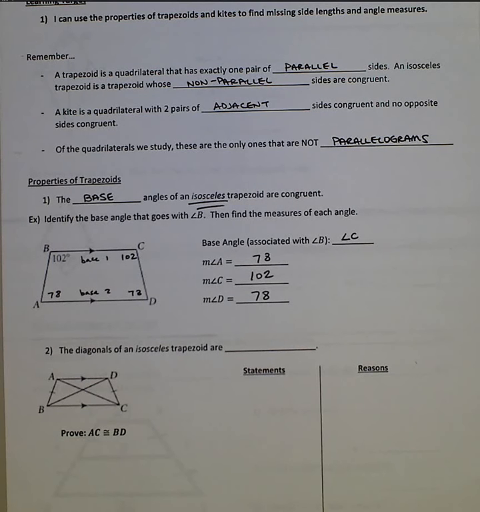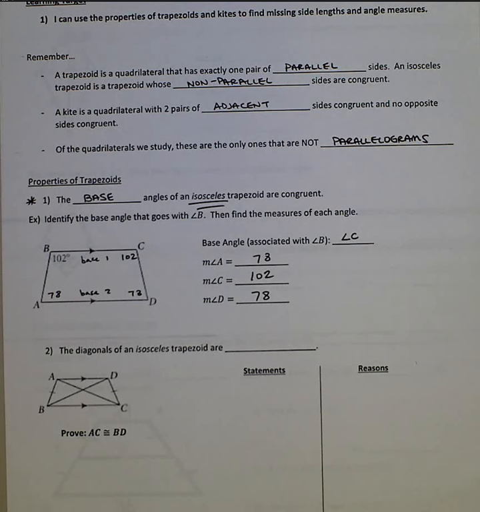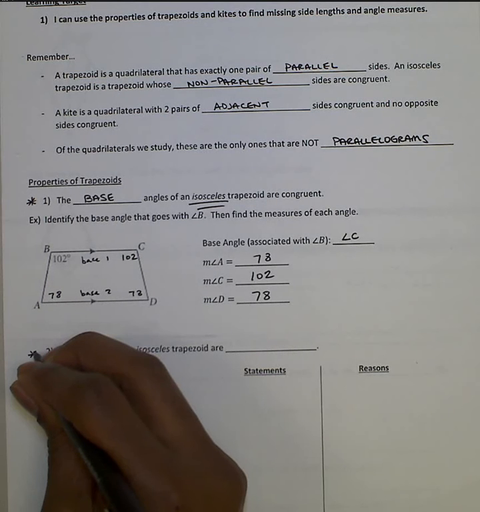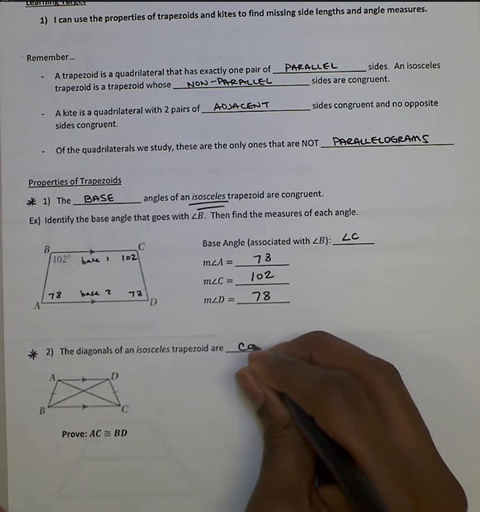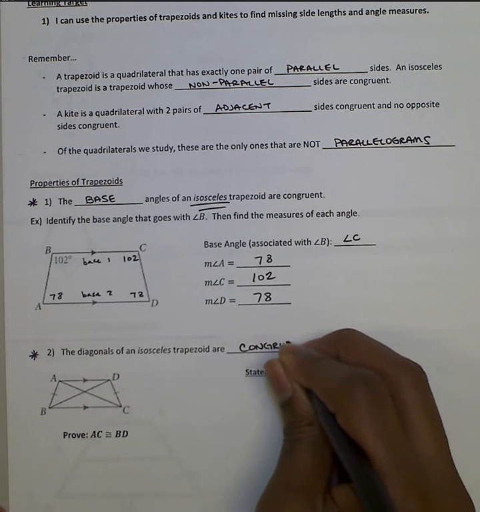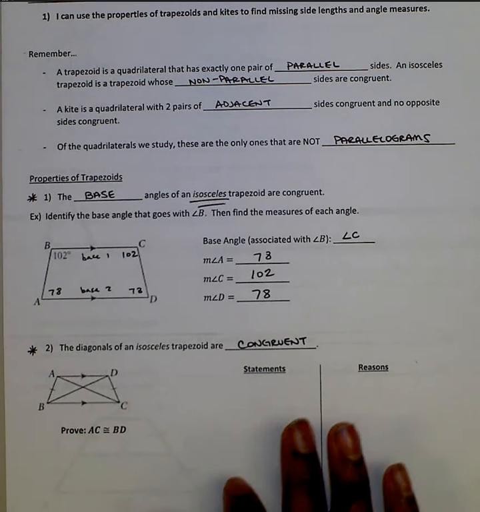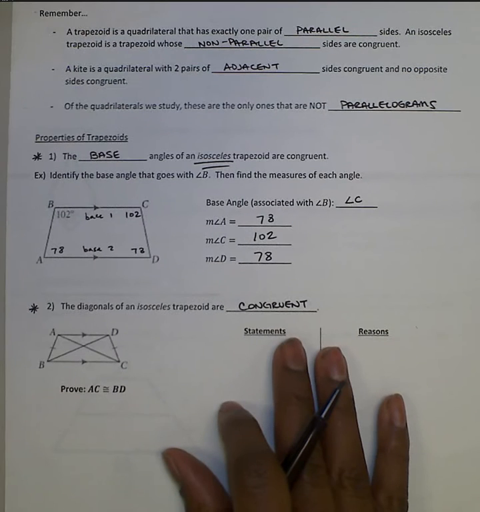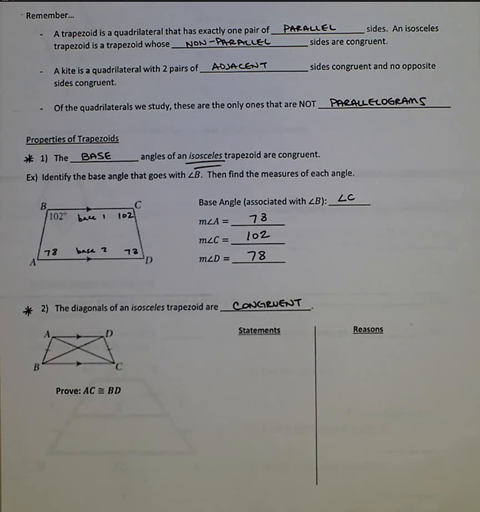Okay, so one thing that we should remember about trapezoids is that the base angles, in isosceles trapezoids, are congruent. Okay, second thing, still pertaining to isosceles trapezoids only, is that the diagonals of an isosceles trapezoid are congruent. Okay, and here we're going to prove the diagonals of an isosceles trapezoid are congruent. If you look at this proof, it wants us to prove that AC is congruent to BD. Okay, this should be reminiscent of the overlapping triangle proof that we had to do in the first semester.